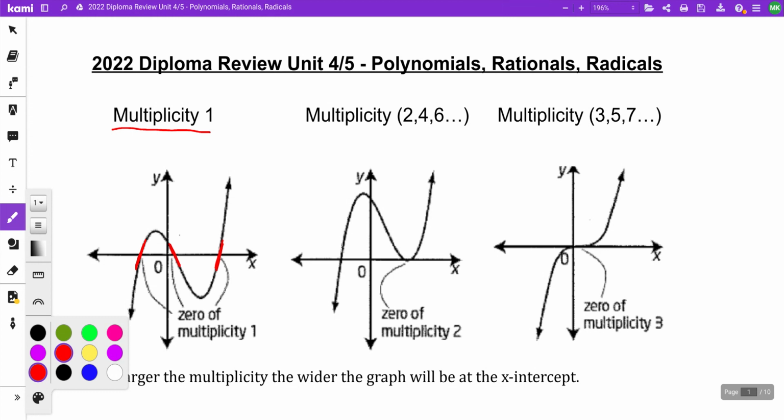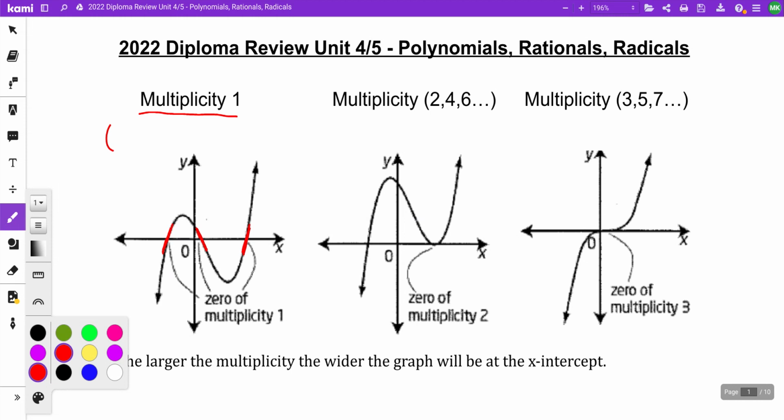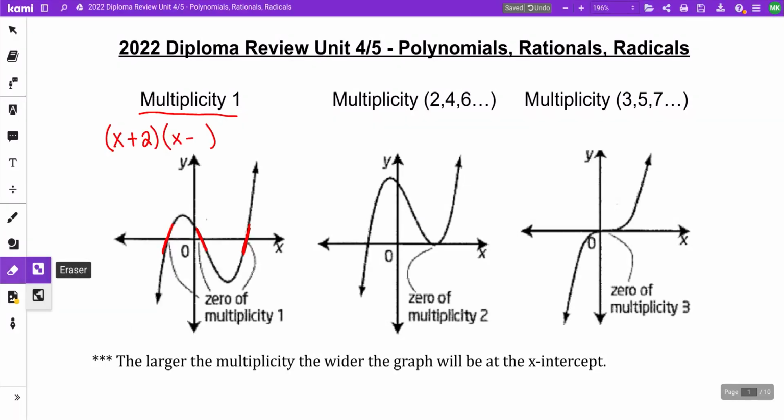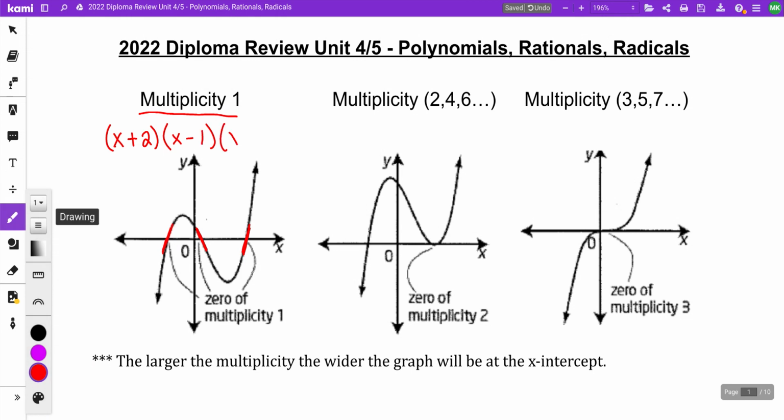An example for that one would be x plus 2, x minus 1, x minus 7. That's 3 x-intercepts. There's an x-intercept at minus 2, positive 1, positive 7. All of them have multiplicity 1, meaning there's only one set of brackets for each one of those x-intercepts.